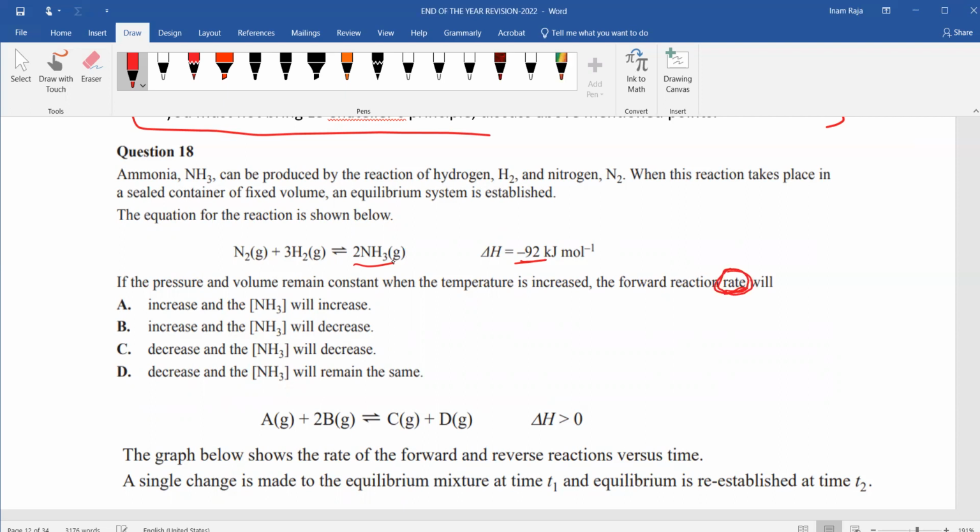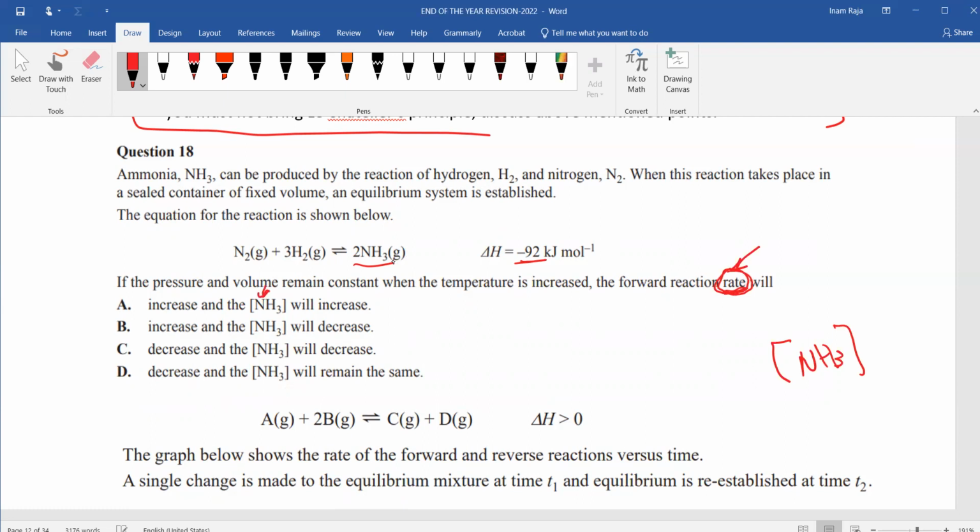Now there are two things. They said rate here and they said concentration here. Remember that this means concentration of ammonia. So many students easily miss one of the two things. Easily they say, oh, rate will increase and pick it and go. There are two things. There is one rate here and then there is concentration as well.